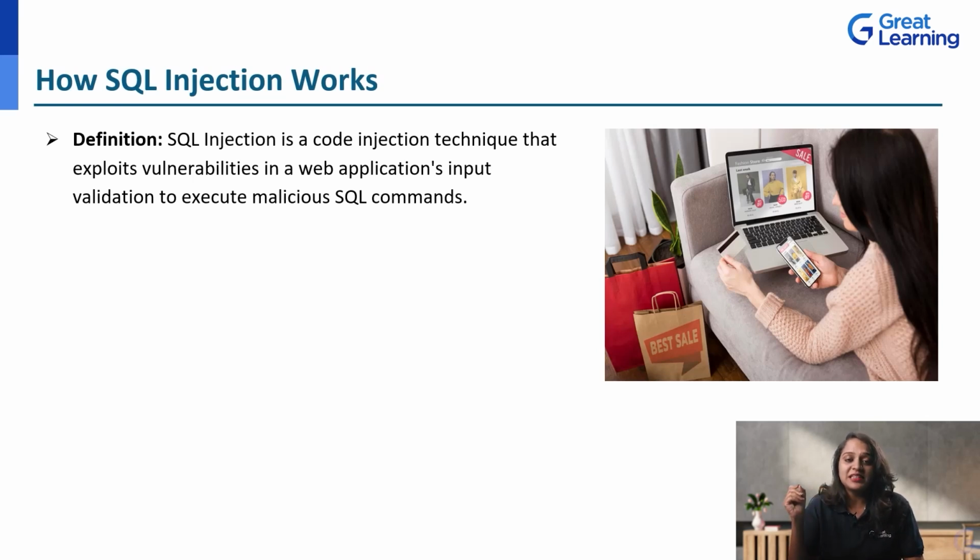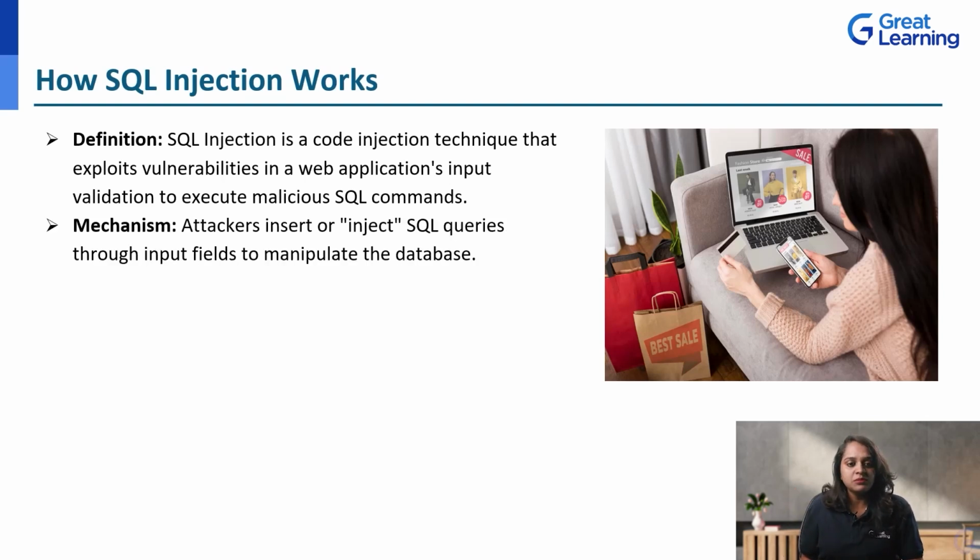SQL injection is a code injection technique that exploits vulnerabilities in a web application's input validation to execute malicious SQL commands. Suppose I am an outsider and I want to access the database of your hospital. Now I can write SQL code with a SQL injection. I can put that malicious code into my SQL query and I can access the database of your hospital. Yes, you heard me right. This is possible. So we'll see what exactly SQL injection is, how it works, and what types are involved in it.